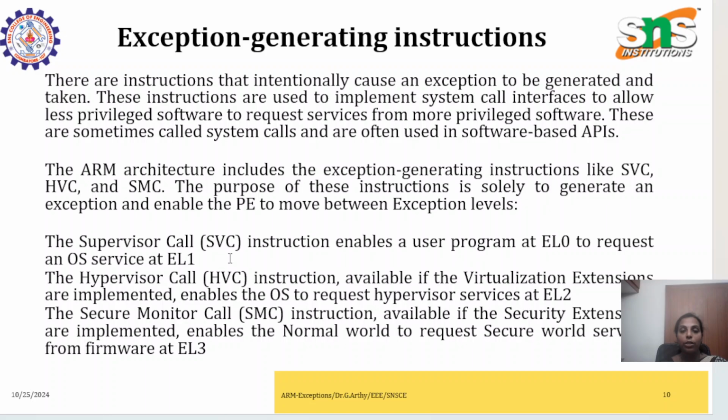Then exception generating instructions. These are instructions that intentionally cause an exception to be generated and taken. These instructions are used to implement system call interfaces to allow privileged software to request services from more privileged software. These are sometimes called system calls and are often used in software-based APIs.